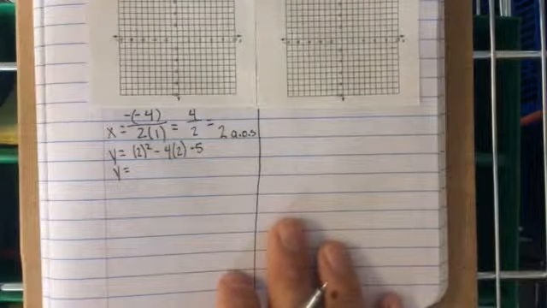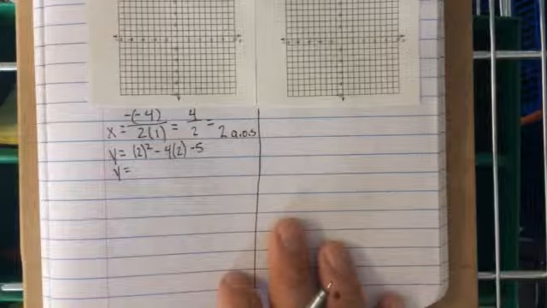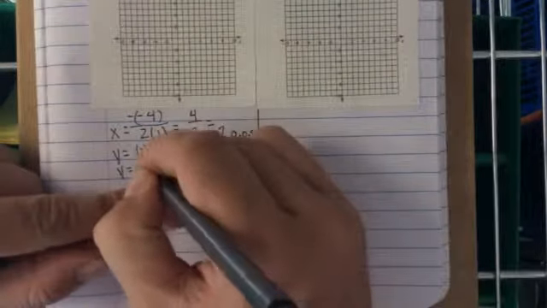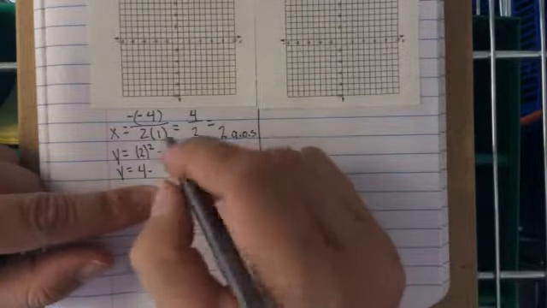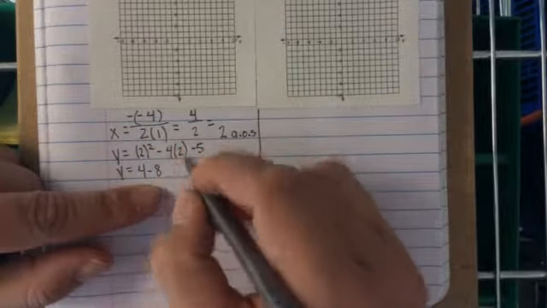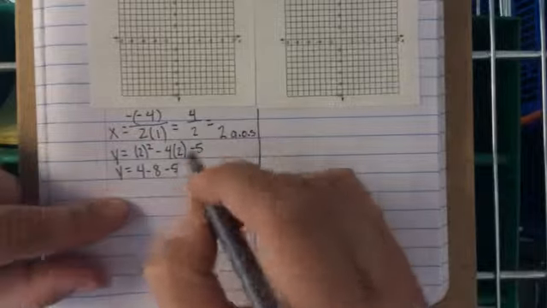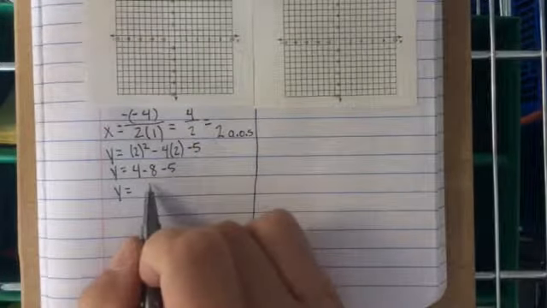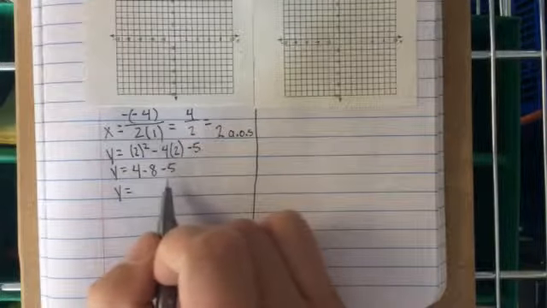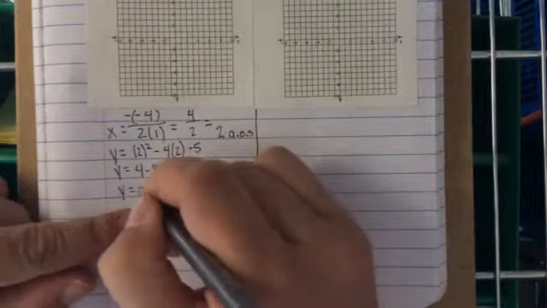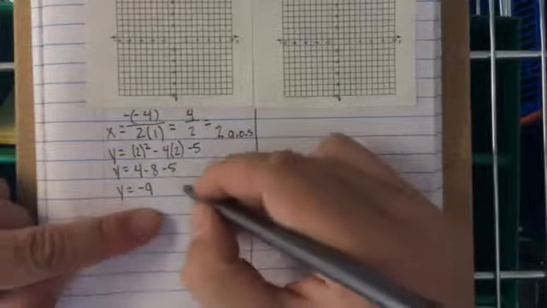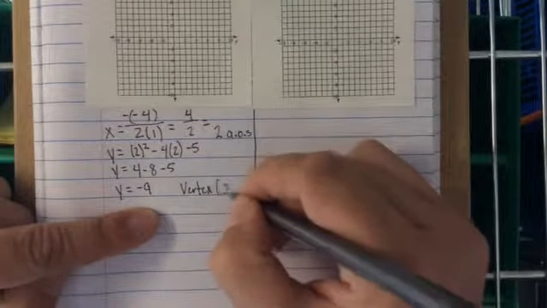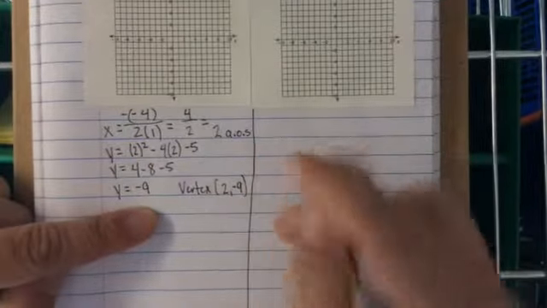So we have 2 squared minus 4 times 2 minus 5. 2 squared is 4, and -4 times 2 is -8, minus 5. So that means our y coordinate equals what? 4 minus 8 is -4, minus 5 is -9. So our vertex is at 2, -9.